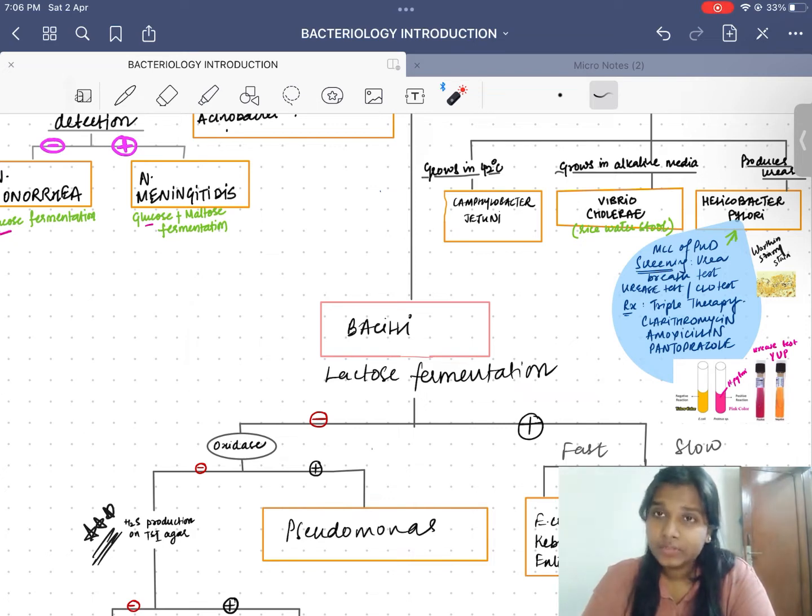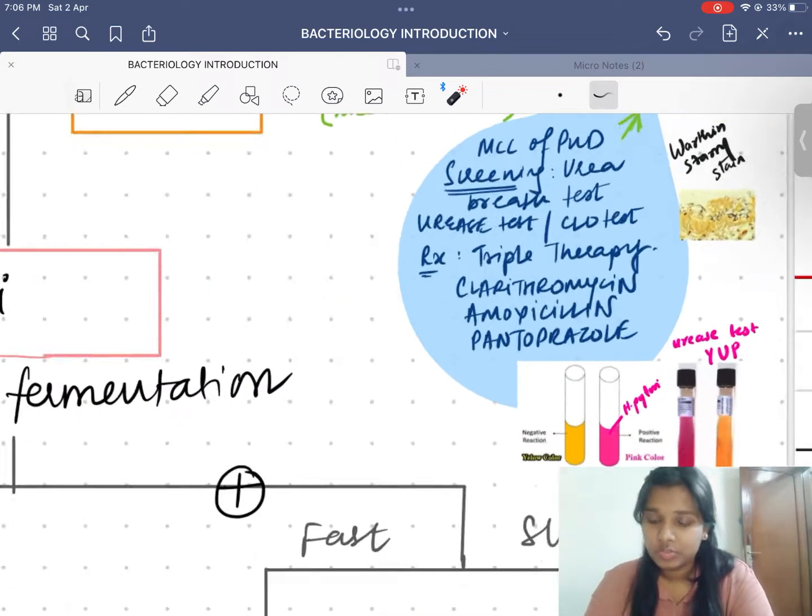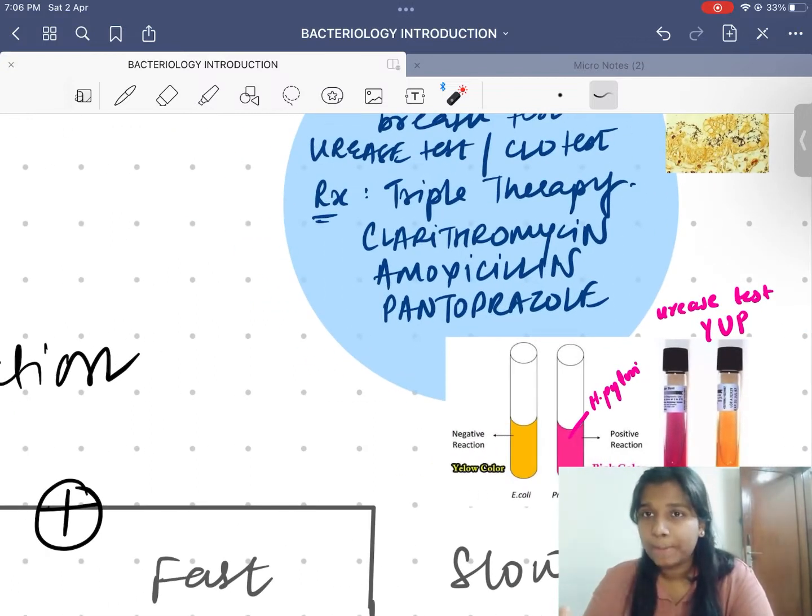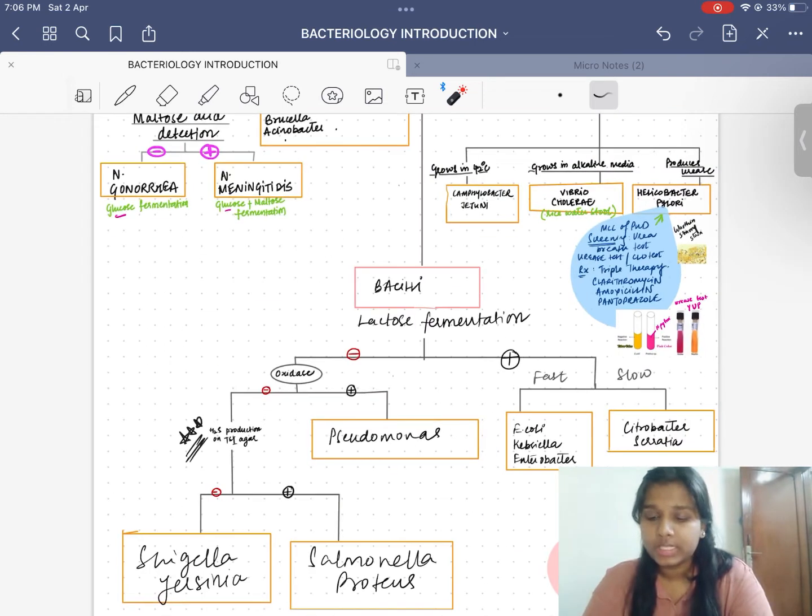Then for the micro part, you just remember the urease test, which will include the yellow to pink. The mnemonic was YUP, right? Yellow to pink, if it happens, that is urease test. And the stain is Warthin-Starry stain. Okay, so that's for Helicobacter pylori.